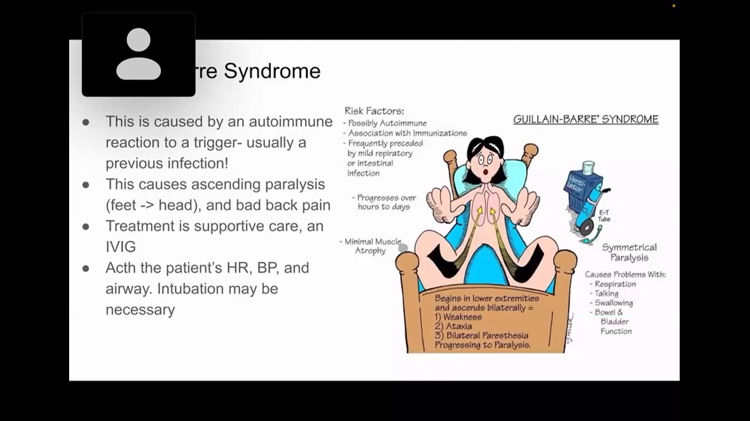We always need to assess the patient's heart rate, blood pressure, and airway. Intubation might be necessary. So just really note the ascending paralysis and why we're concerned about airway.